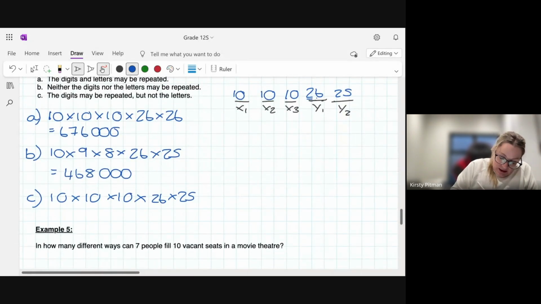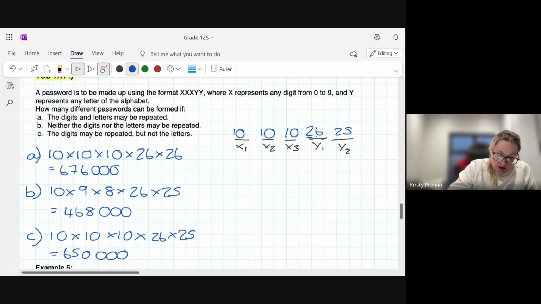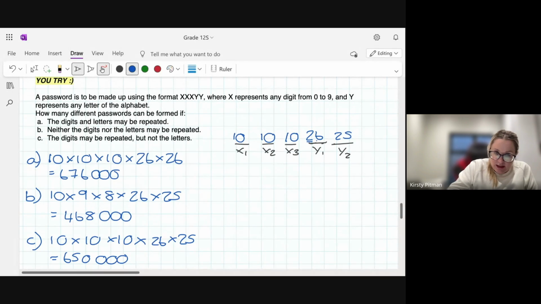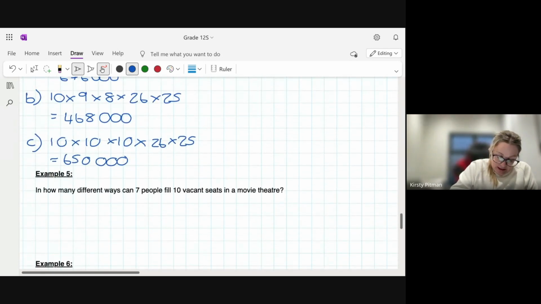Absolutely correct, guys. You get 650 000. Okay. I'll give you a minute, or literally 10 seconds, just take a screenshot if you need. Okay. All right. Next one.